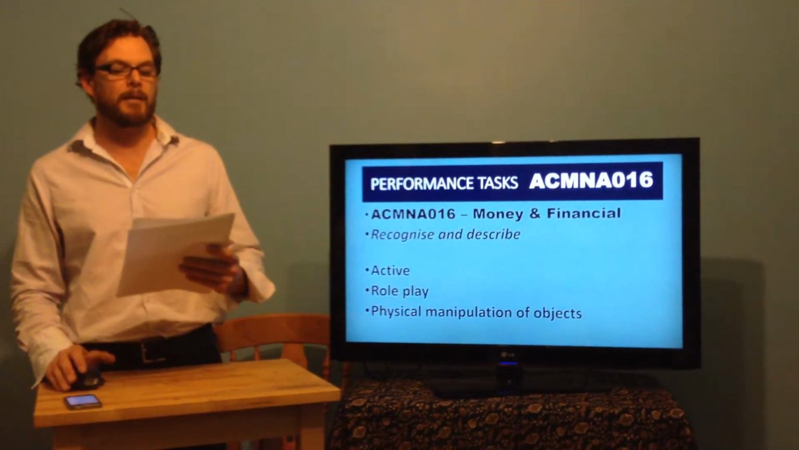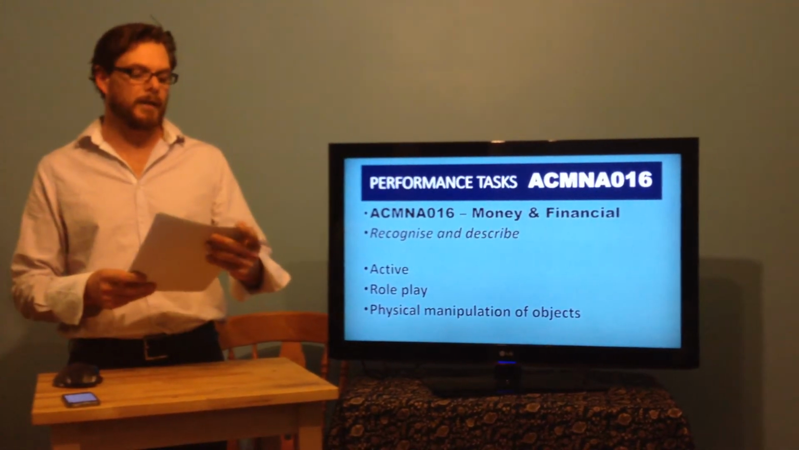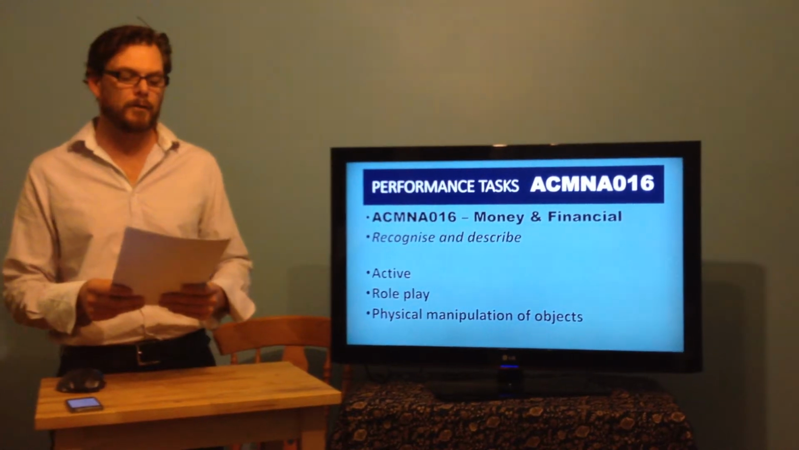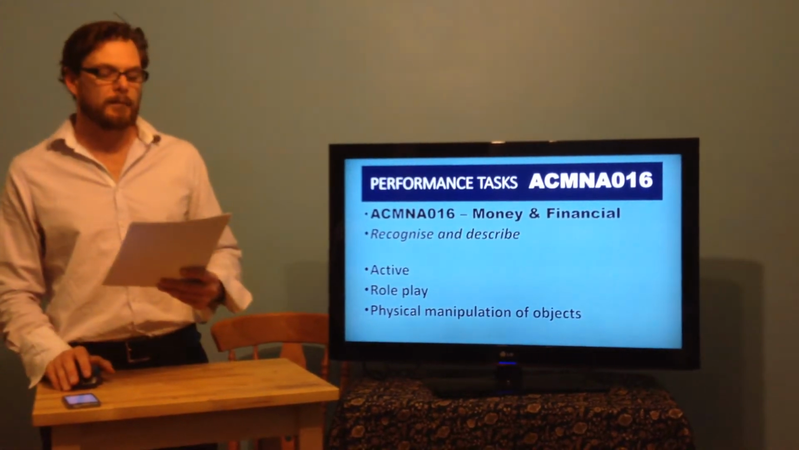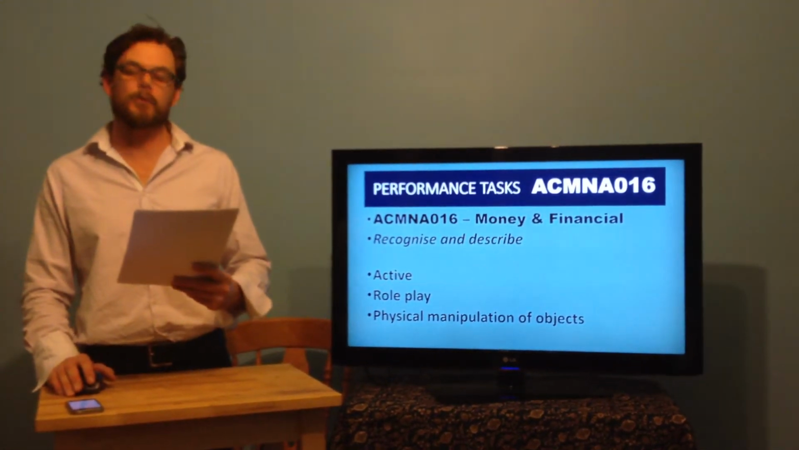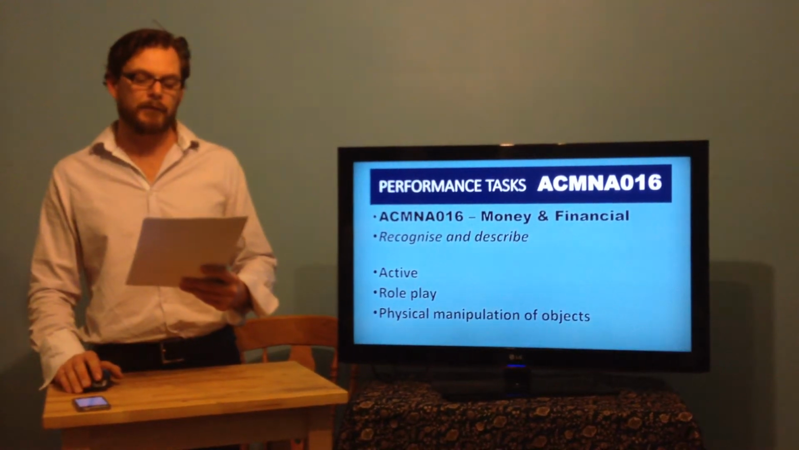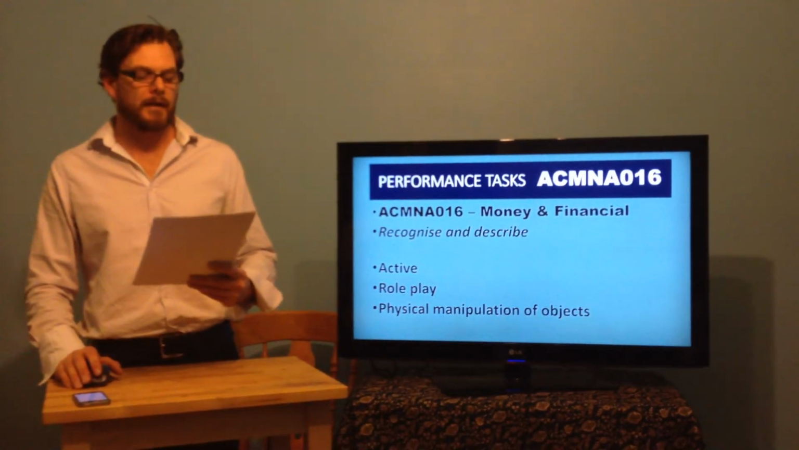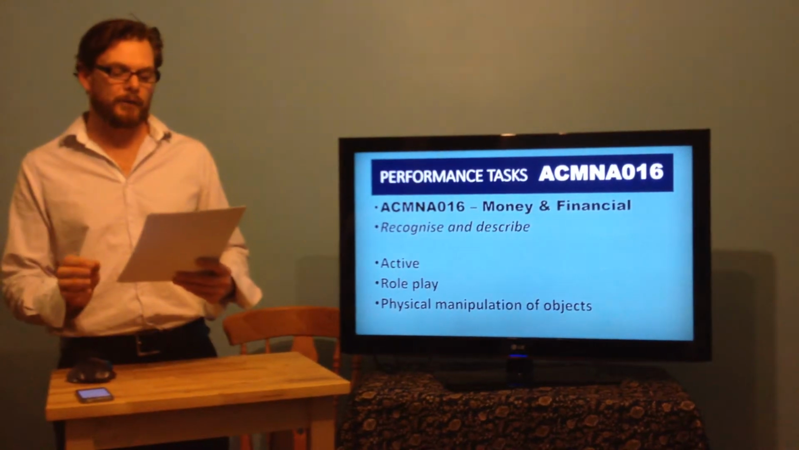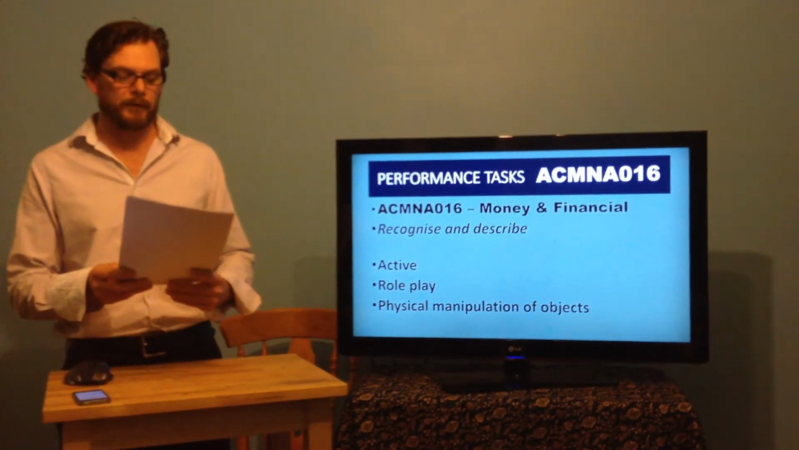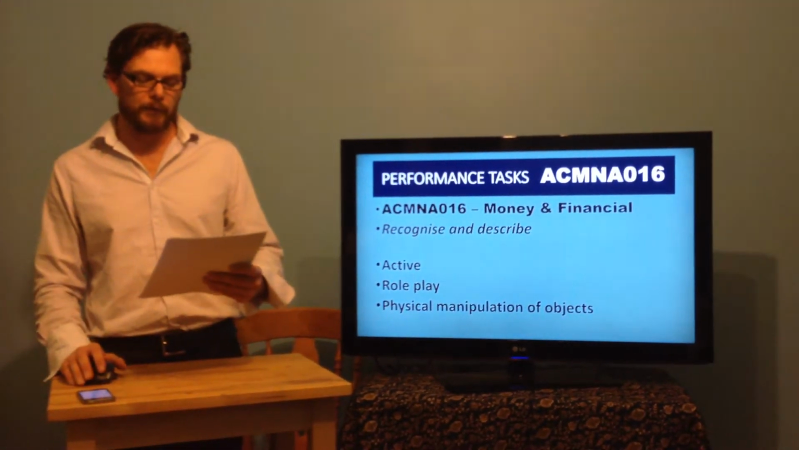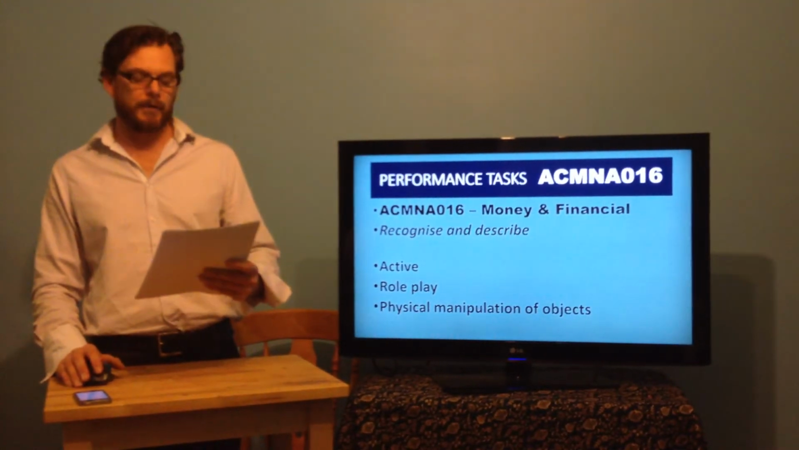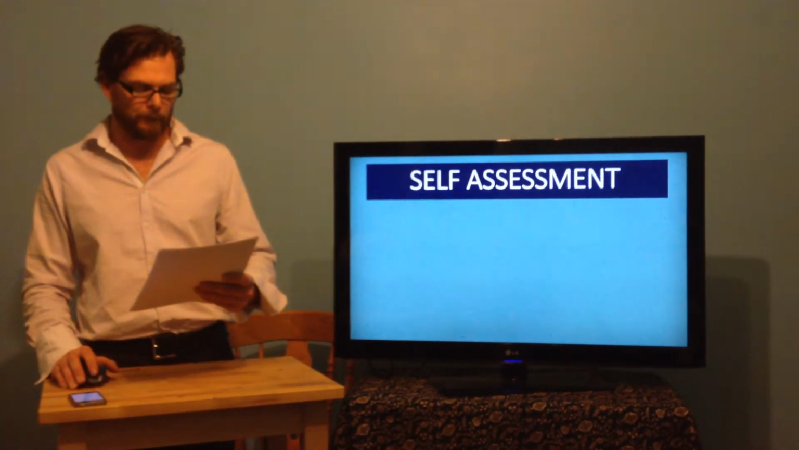Content descriptor ACMNA 16 asks students to recognise, describe and order Australian coins according to value. The active component of this task, ordering and recognising, allows for teachers to set role-play activities and have students physically handle Australian coins as well as coins from other countries. In a culturally diverse classroom, this can be an inclusive and fun strategy with cross-curricular potential.